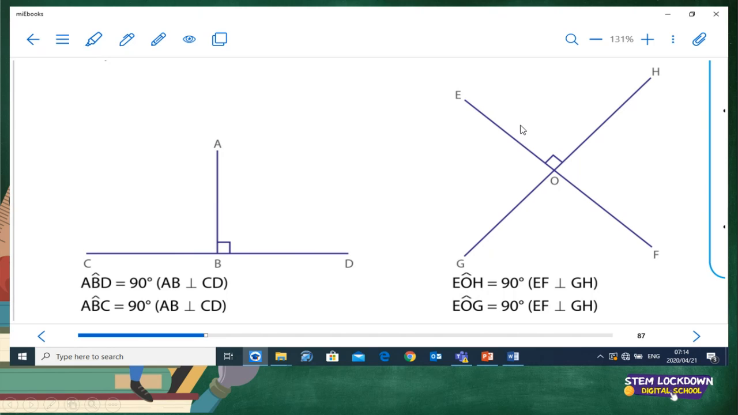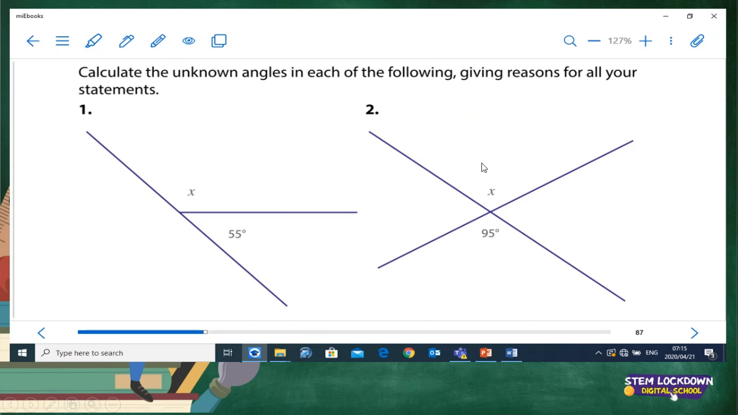Now, as we proceed to the next slide, we do realize now that we need to use the information that we have learned to calculate the value of X, the missing value of X. Now, in the first category, you should be able to see that we have a straight line and we have two angles that are formed on a straight line, where another line meets the first line.